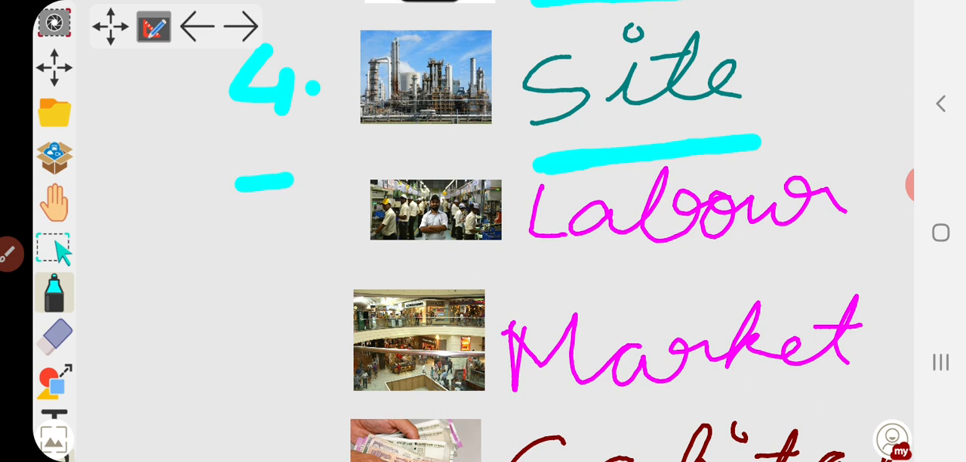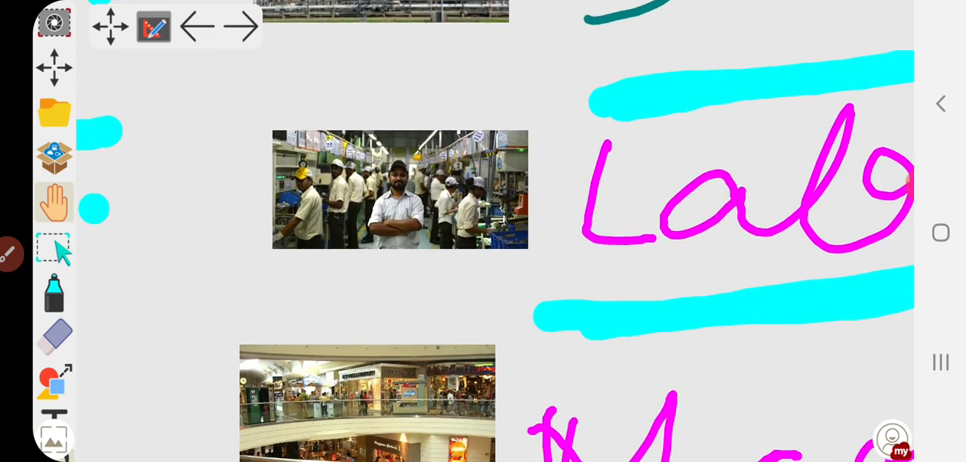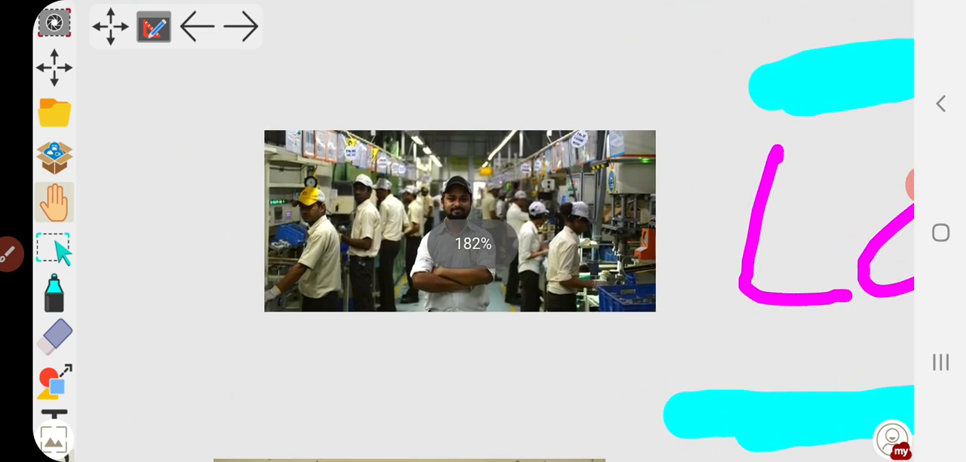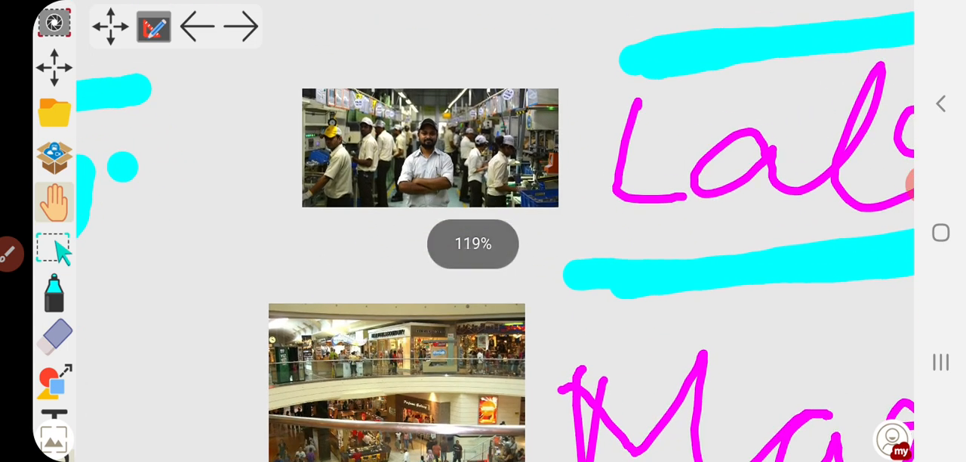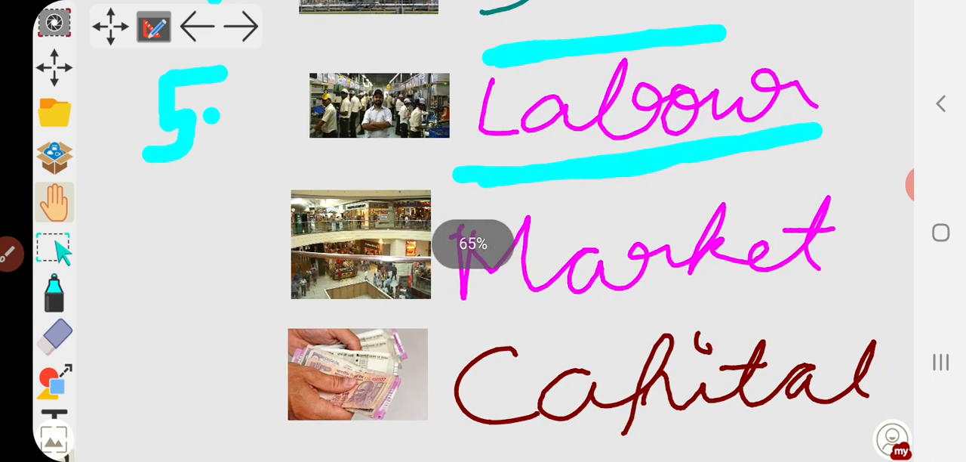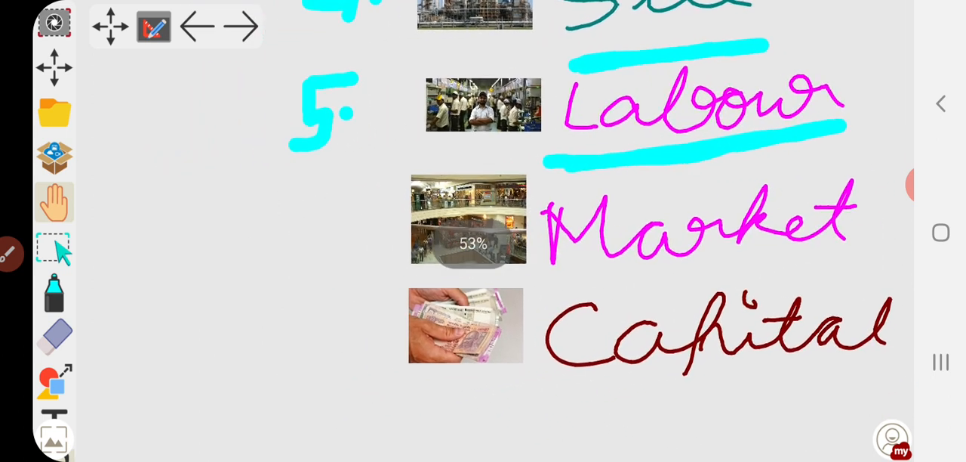Now next, all those who are there to run the machines, that is, skillful laborers, is another important factor. But not only that, labor should be available from the nearby areas, otherwise the cost of production will increase. So cheap labor supply is the next factor for the location of an industry.